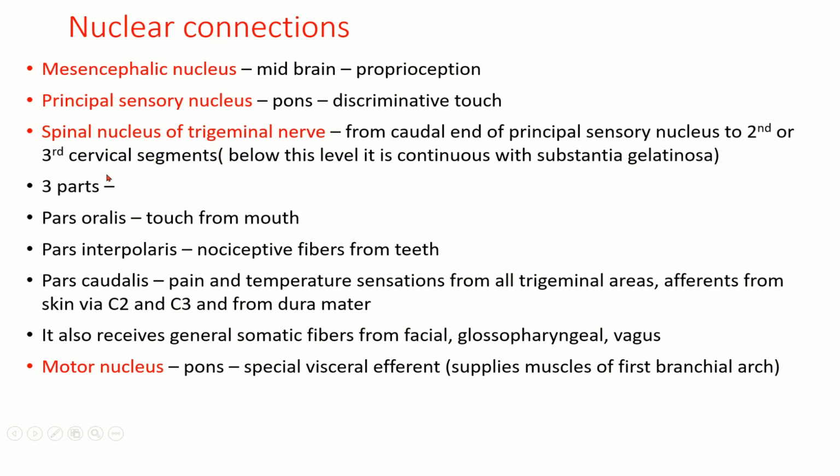There are three parts of the spinal nucleus of the trigeminal nerve: pars oralis, which receives touch fibers from the mouth; pars interpolaris, which receives nociceptive fibers from the teeth; and pars caudalis, which receives pain and temperature sensations from all trigeminal areas. In addition, it receives afferents from skin via C2 and C3 and also from dura mater. It also receives general somatic fibers from the facial, glossopharyngeal and vagus nerves. The motor nucleus, located in the pons, is special visceral efferent and supplies muscles of the first branchial arch.